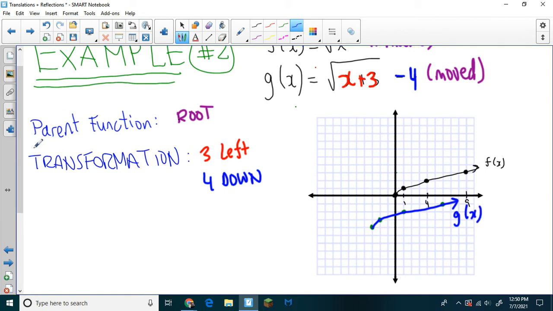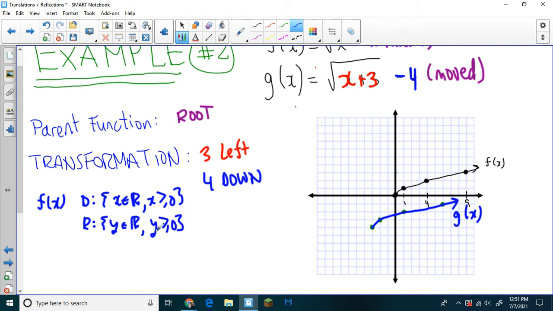Okay. Now, one thing I just want to talk about, since we're here, is domain and range. If I look at f of x, the original, we know that the domain for a root function is x is an element of R, but x has to be bigger than or equal to 0. I can't have a negative under the root. And the range is similar: y is an element of R, y can be any real number, but y has to be bigger than or equal to 0. When I move the function, so it's been moved 3 left, 4 down, guess what happens?